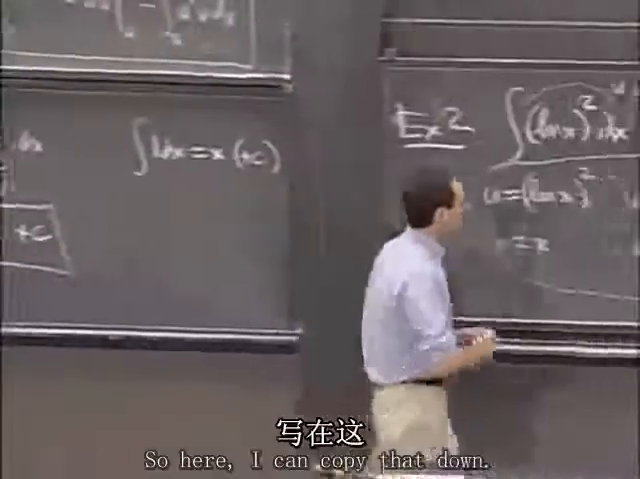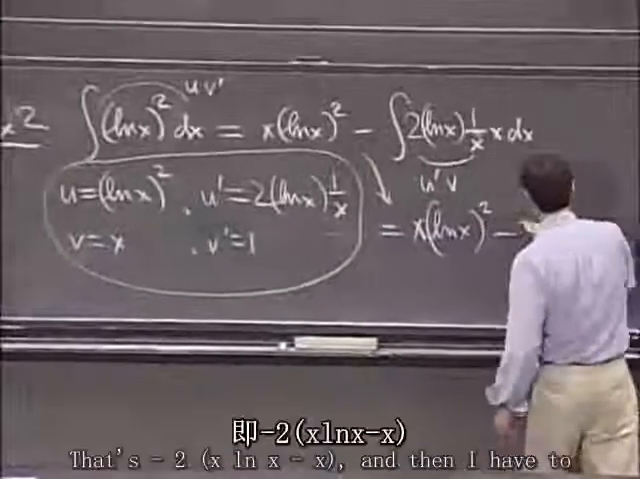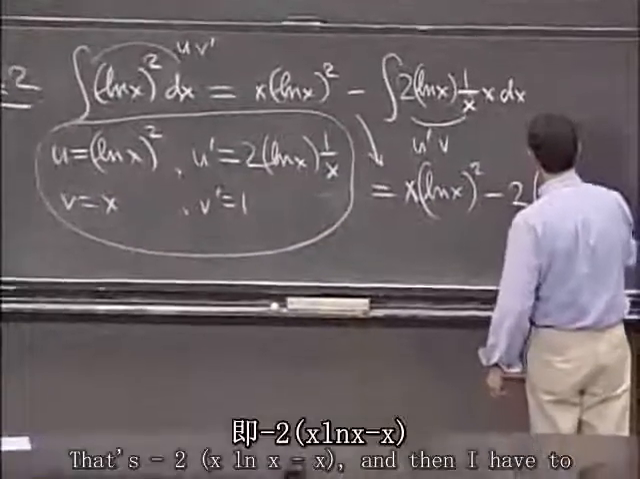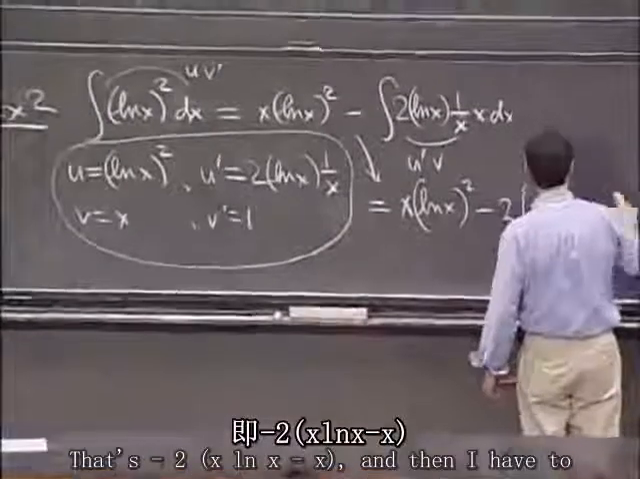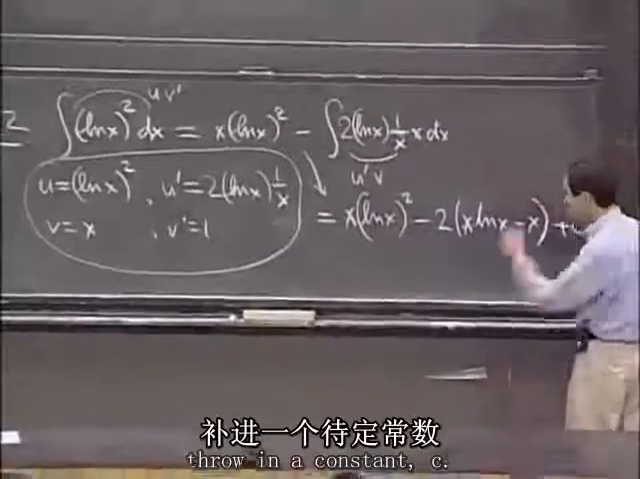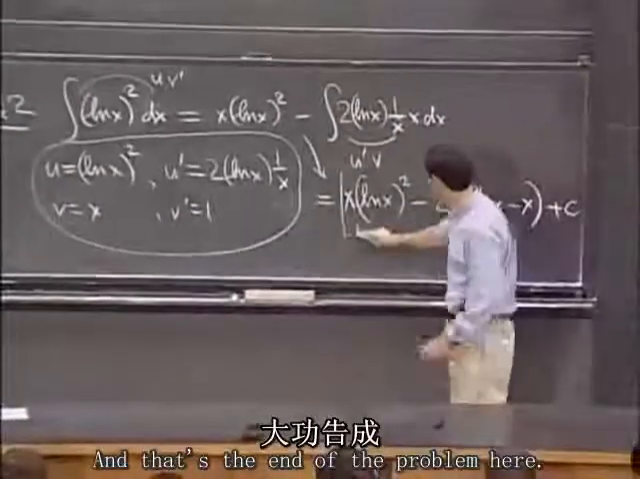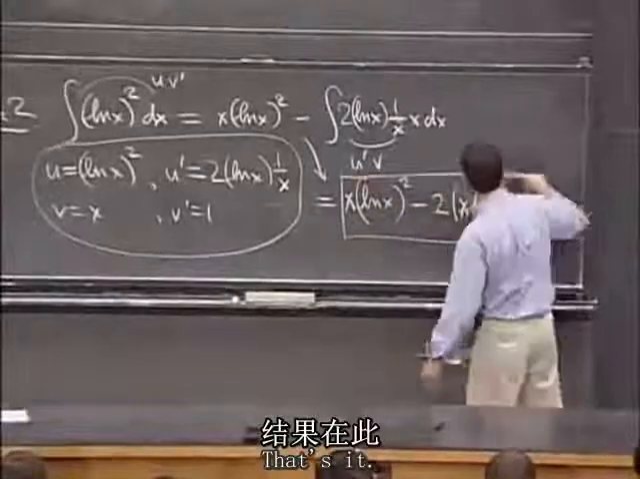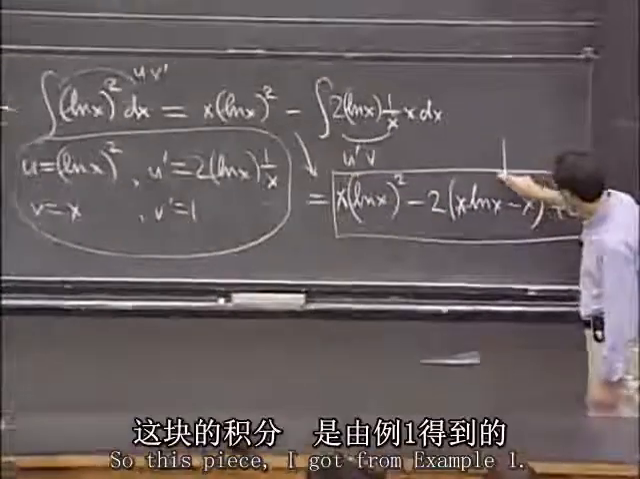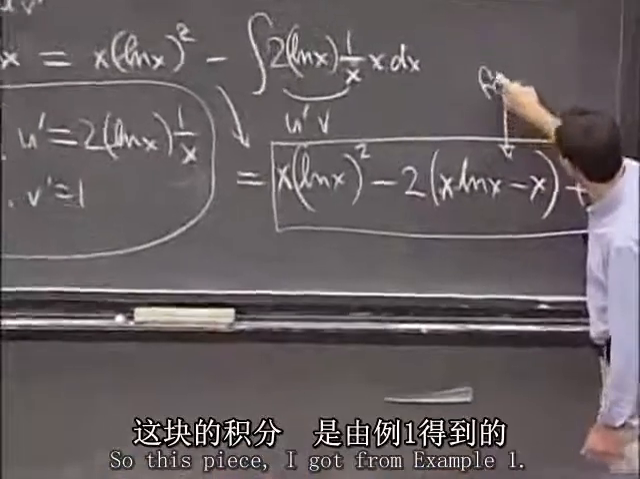So here, I can copy that down. That's minus 2 times x log x minus x, and then I have to throw in a constant c, and that's the end of the problem here. That's it. All right? So this piece I got from example 1.